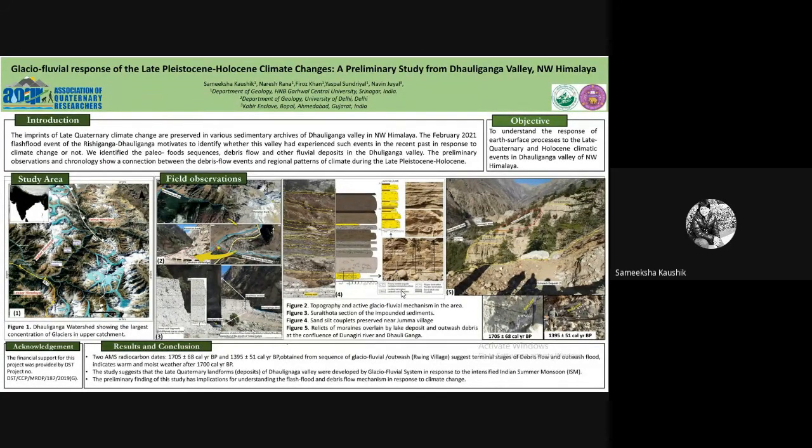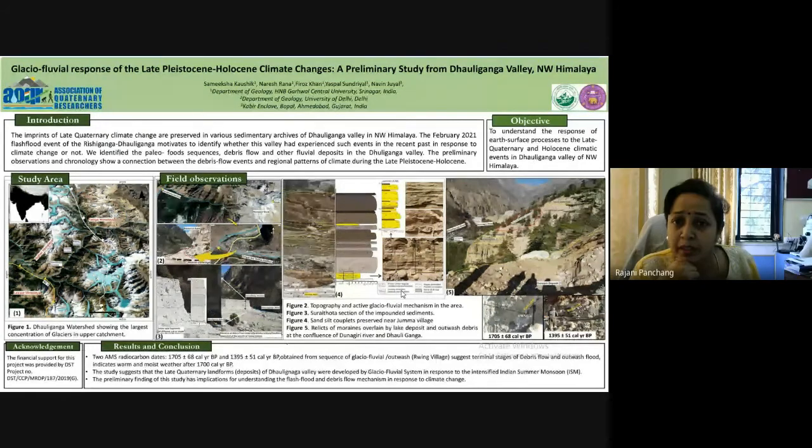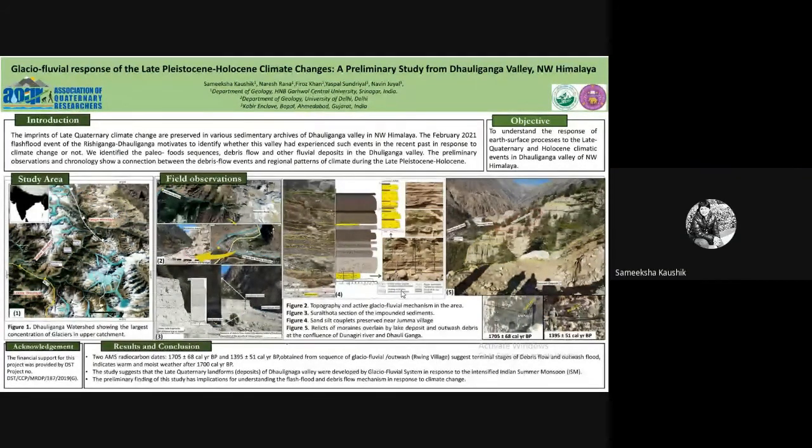Figure 5 shows the sediment succession exposed at the confluence of the Dunagiri and Dhauliganga rivers, which is represented by the following phases from bottom to top: parallel laminated gravel with coarse to gritty sand, followed by tillites, then a debris flow deposit, and then a sandy silt deposit, a lake deposit, and outwash gravels, with lithology dominated by leucogranite.